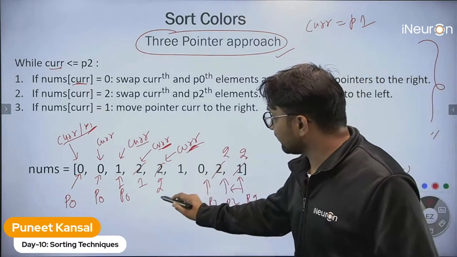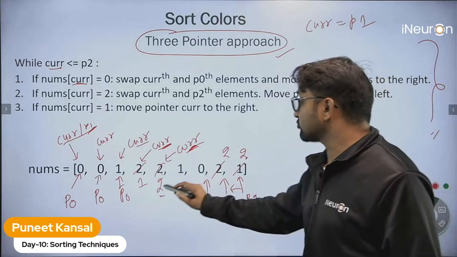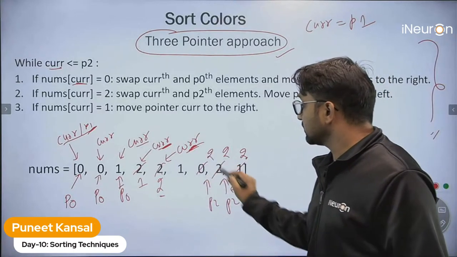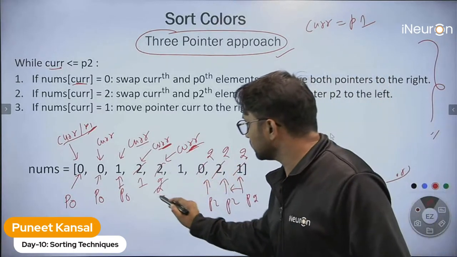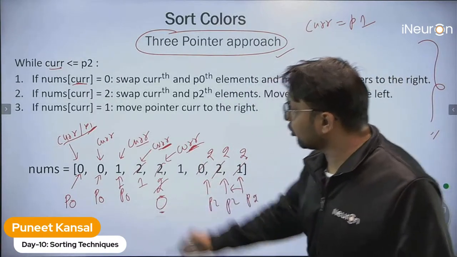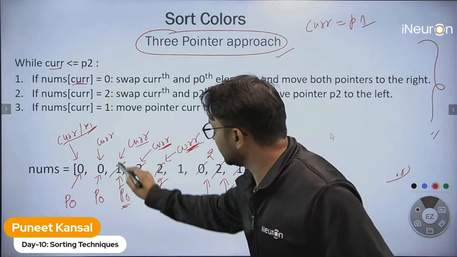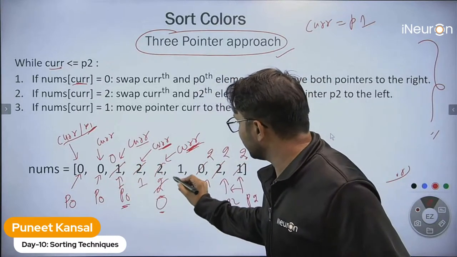Now current is having value 2. Whenever we find the value 2, what are we doing? We are swapping it with the last element. Last P2 is here, so 0 will come here. Now current value is 0. The moment you find the 0, you will swap the current with P0. So 0 will come here and 1 will come here.